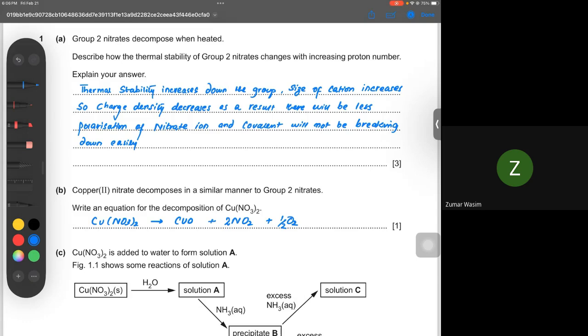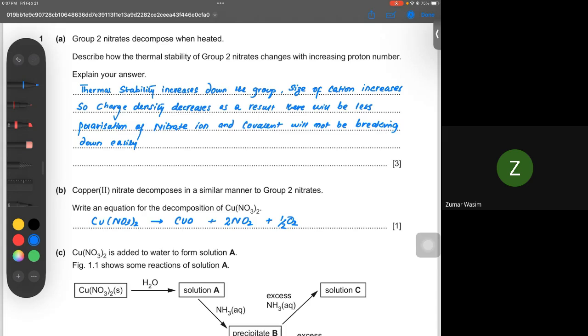When the size of the cation is smaller, it would attract strongly. But when the size of the cation is bigger, its attraction power is lower. So when its attraction power is lower, how is it going to break the nitrogen-oxygen bond? That's the reason I'm saying that as you go down the group, the size of the cation increases, so the polarization decreases. Ultimately, it's not going to break the covalent bond. Hence, the thermal stability increases down the group.